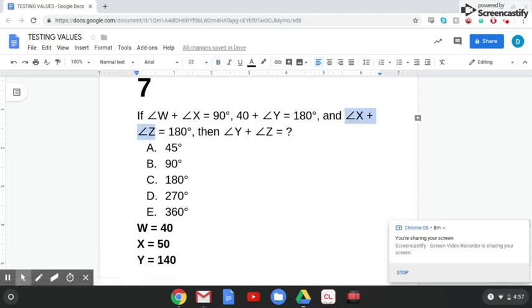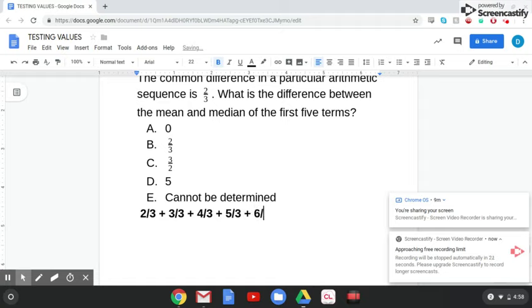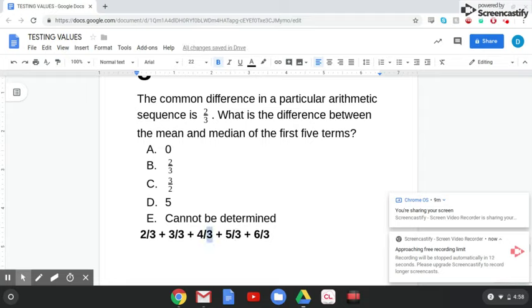And so 4/3 plus 5/3 plus 6/3 plus 7/3. How many? 1, 2, 3, 4, 5. 5 terms. First 5 terms. So our median you will see is 4/3. And now if we plug all of these into our calculator and divide by 5, that will also be 4/3, which means that the answer is a 0 difference between mean and median.